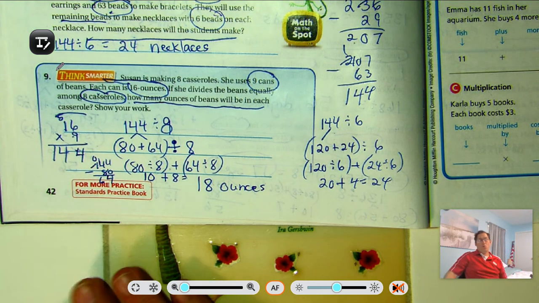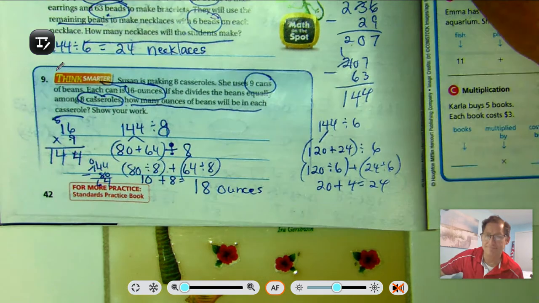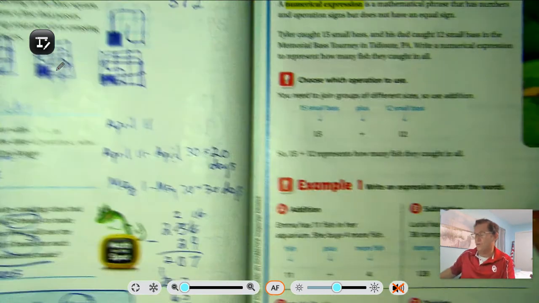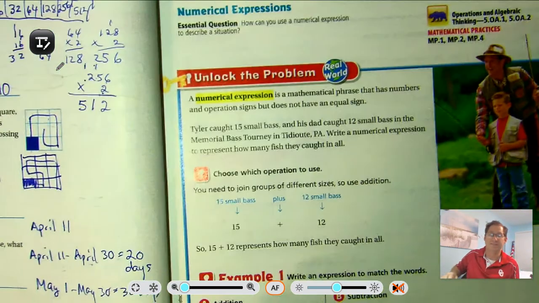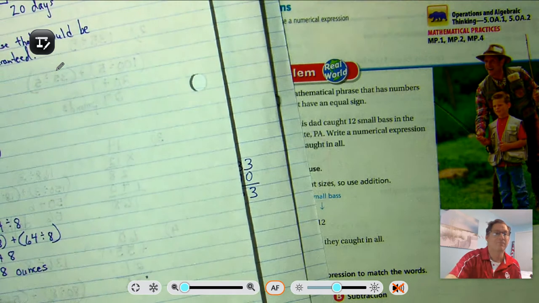So that's it for lesson 1.9. In our next lesson, we're going to be talking about numerical expressions. So until then, I will see you soon.